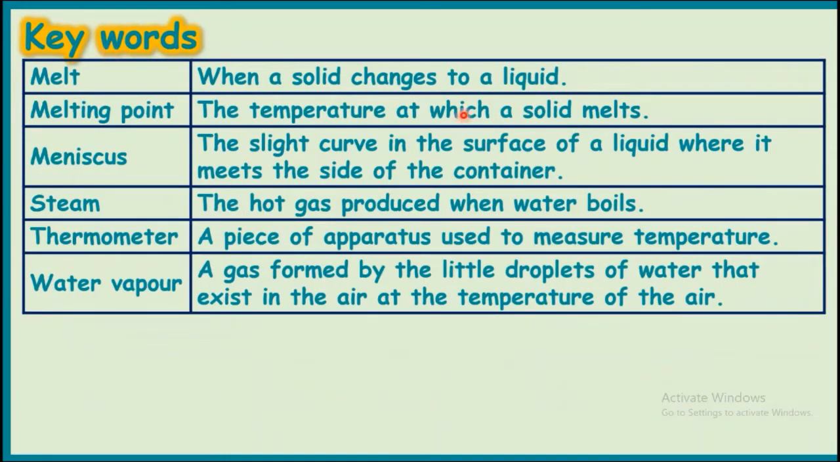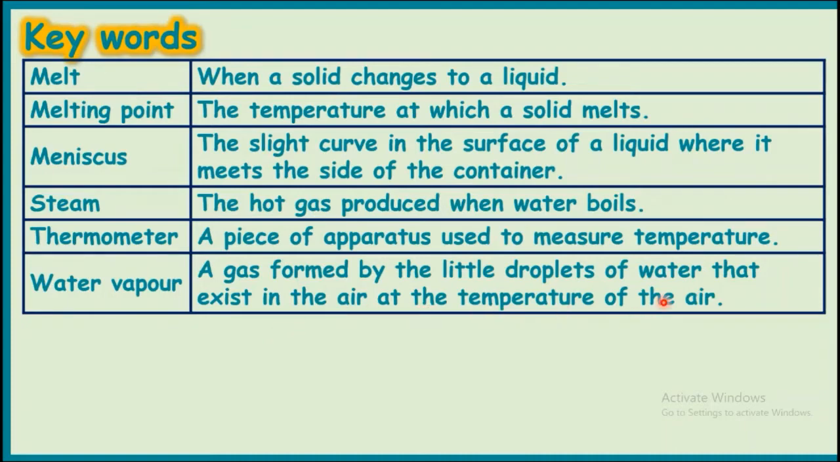Melt, when a solid changes to a liquid. Melting point, the temperature at which a solid melts. Meniscus, the slight curve in the surface of a liquid where it meets the side of the container. I will show you in the diagram. Steam, the hot gas produced when water boils. Thermometer, a piece of apparatus used to measure temperature. Water vapor, a gas formed by the little droplets of water that exist in the air at the temperature of the air.